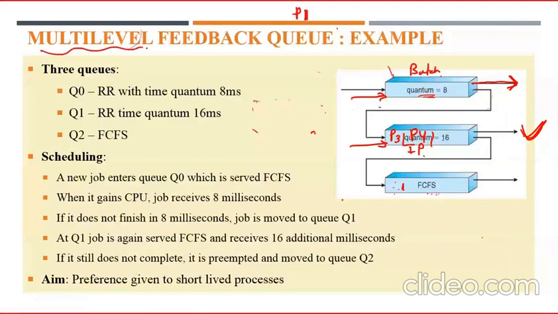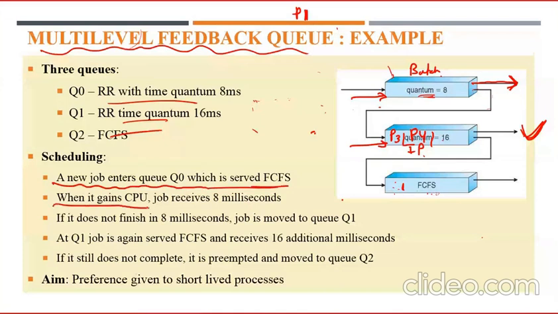The concept is quite simple. Here we are avoiding starvation because we are promoting processes. It's up to you whether you want to demote or promote. You can see these are the time quantums. A new job enters Q2, which is served by FCFS. When it gains the CPU, the job receives 8 milliseconds. If it does not finish, the job is moved to Q1. It's up to you how you are going to use it. I'm not saying this is the only way you can promote it; you can also demote it. So promotion and demotion are both possible.